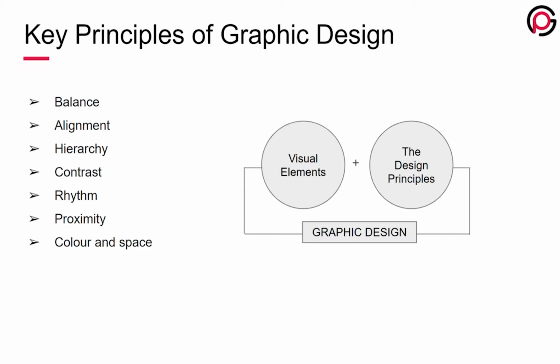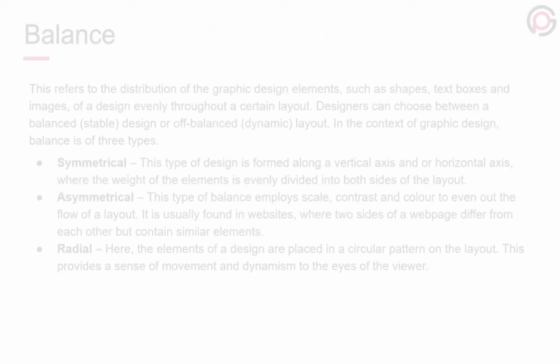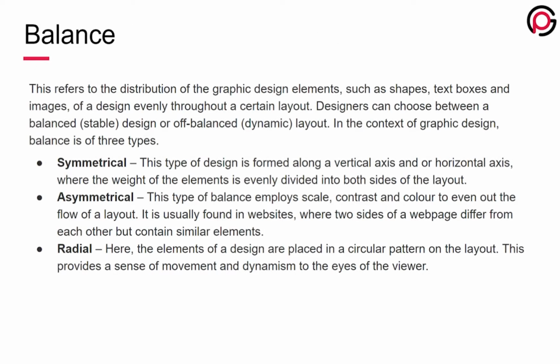So coming to the first point, which is balance. If you make any artwork or design and both sides are balanced, it means that the elements you have placed on both sides are identical, exactly similar and have symmetry in them. Then that image is called a balanced image. Now, balance has three types. First is symmetrical, second is asymmetrical, and third is radial.